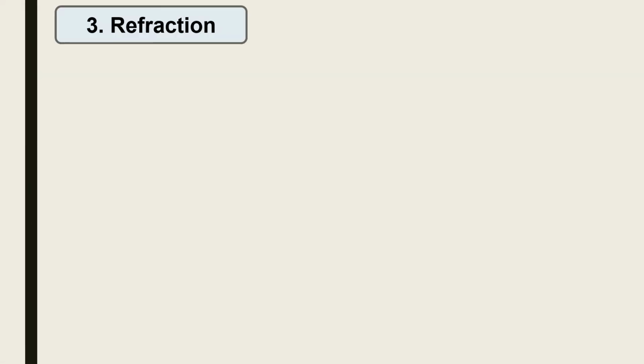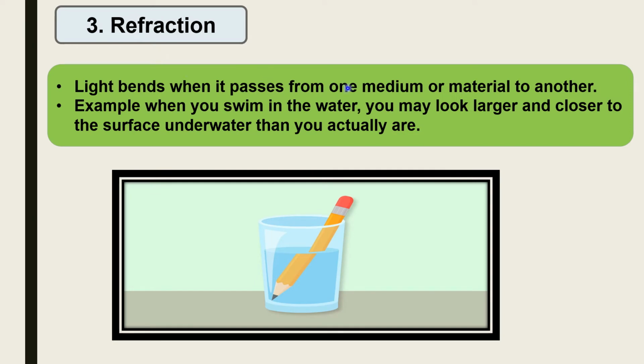The third one is what you call refraction. Refraction is when light bends as it passes from one medium or material to another. For example, when you swim in the water, you may look larger and closer to the surface than you actually are. When you look at a swimming pool, like in a resort, you may say, oh, it's not too deep. But don't ever try to jump in, because as you may see, it is not real because of the refraction.